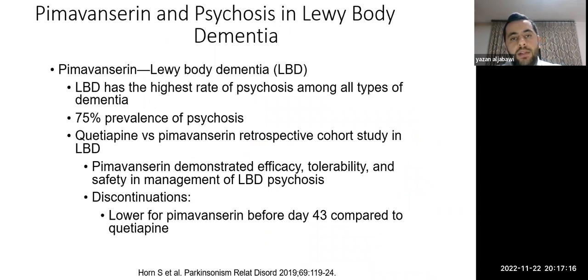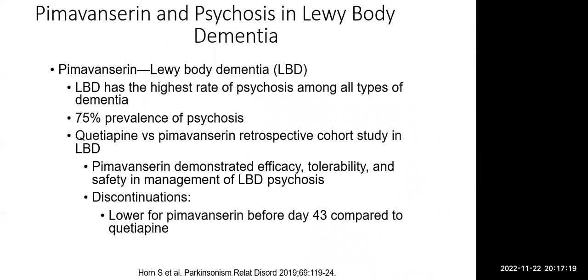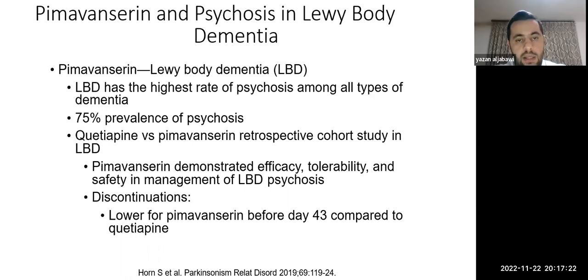Now, pimavanserin in Lewy body dementia. Lewy body dementia has the highest rate of psychosis among all types of dementia, with 75% prevalence of psychosis. Quetiapine was studied against pimavanserin in a retrospective cohort study in Lewy body dementia, and pimavanserin demonstrated efficacy, tolerability, and safety in management of Lewy body psychosis more than quetiapine. It showed a lower rate of discontinuation compared to quetiapine, before day 43.